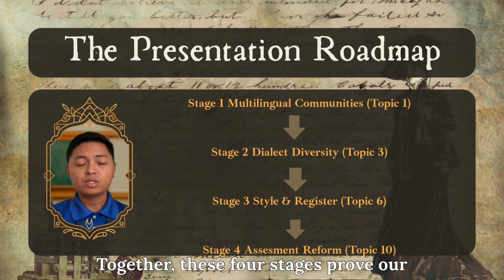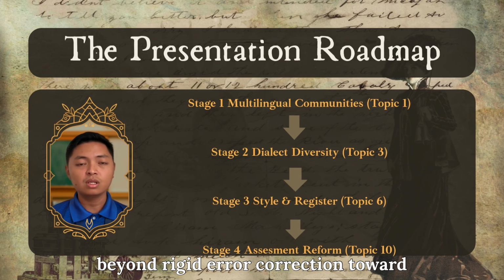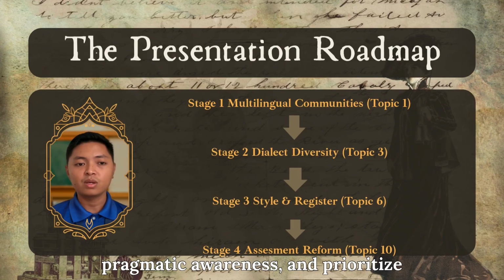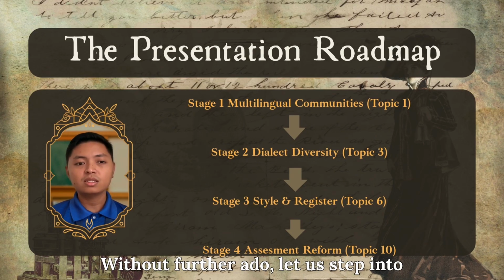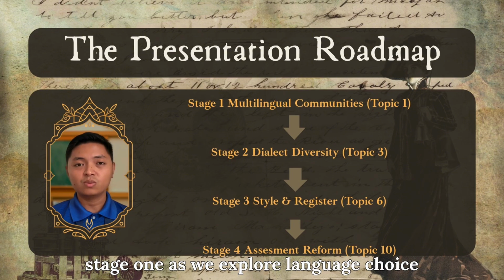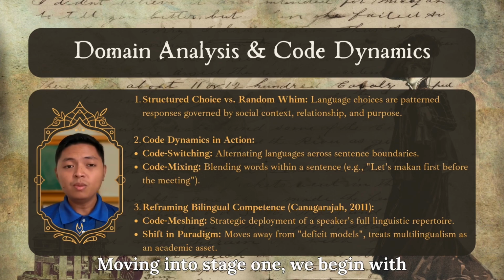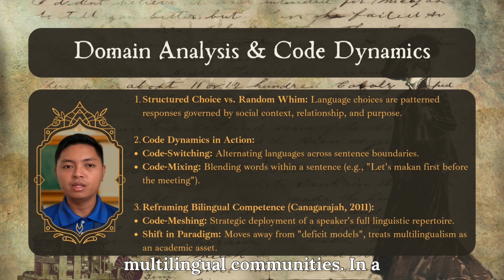Together, these four stages prove our central thesis. ESL teaching must move beyond rigid error correction toward practices that respect learners' linguistic identities, promote pragmatic awareness, and prioritize global intelligibility. Without further ado, let us step into stage 1 as we explore language choice in multilingual communities. Moving into stage 1, we begin with topic 1, language choice in multilingual communities.